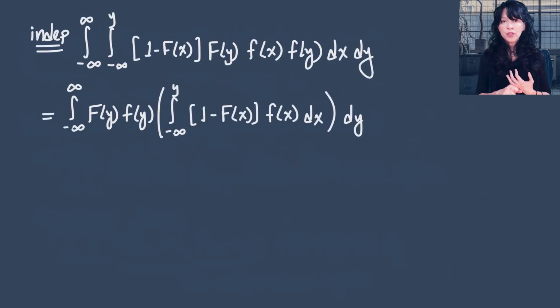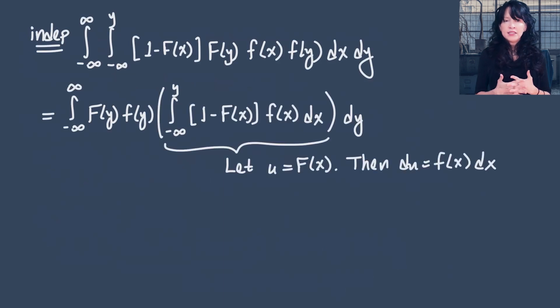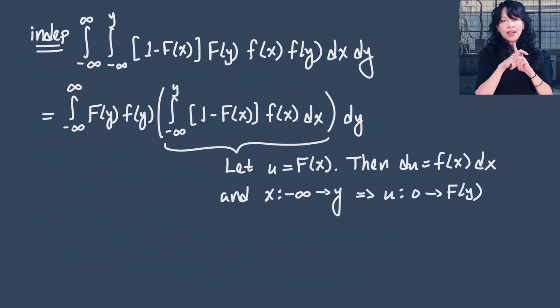You can let u be 1 minus capital F of x. You can let it be just capital F of x. I'm going to choose that one this time. Then du is little f of x dx. To change the limits of integration, when x is negative infinity, then u is F of negative infinity, which is 0. And when x is y, then u is capital F of y.